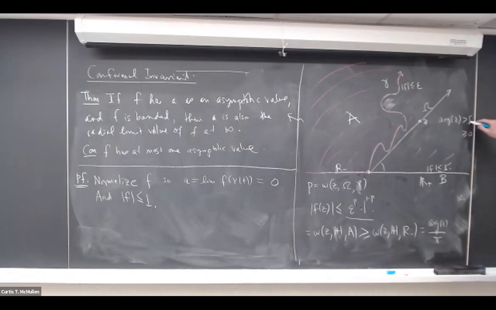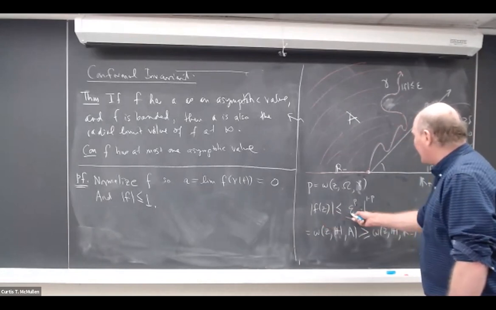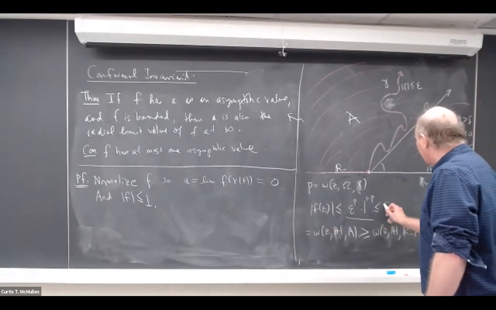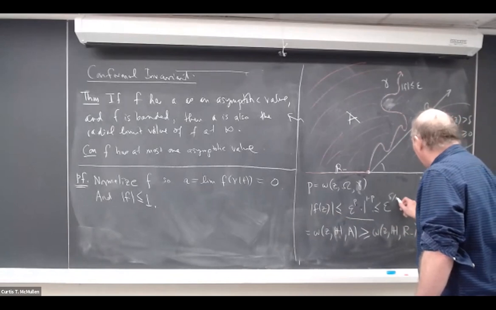And here's where the radial limit business comes in. We're not allowing Z to get very close to the real axis. It has to go to infinity along a radial line. So its argument is bounded below. So this is greater than or equal to delta over pi. So that says that the absolute value of f of Z is less than or equal to epsilon to the delta over pi.